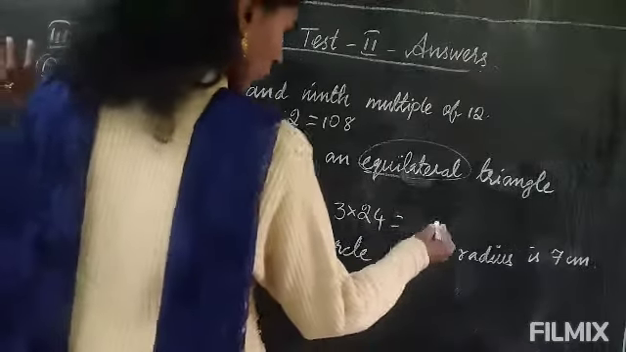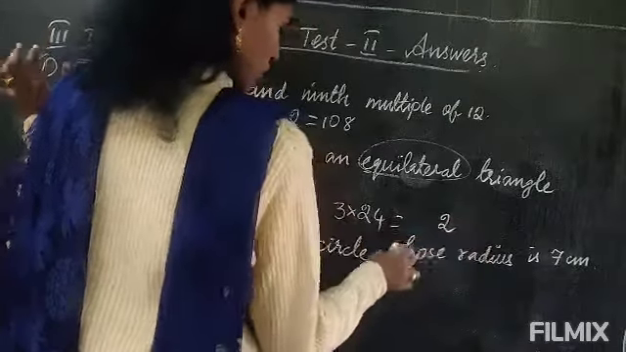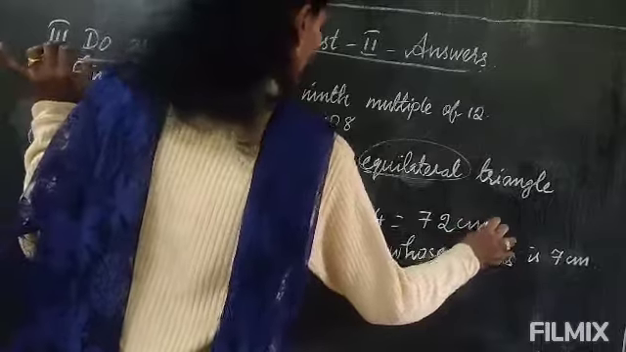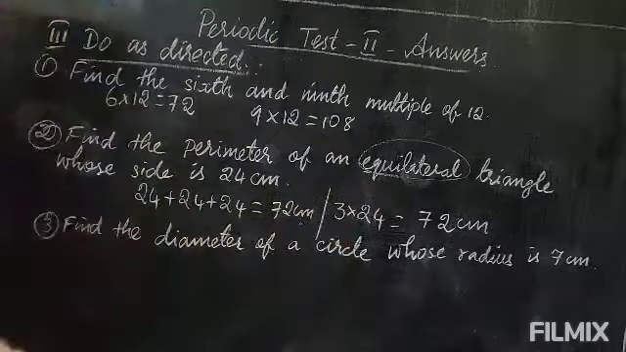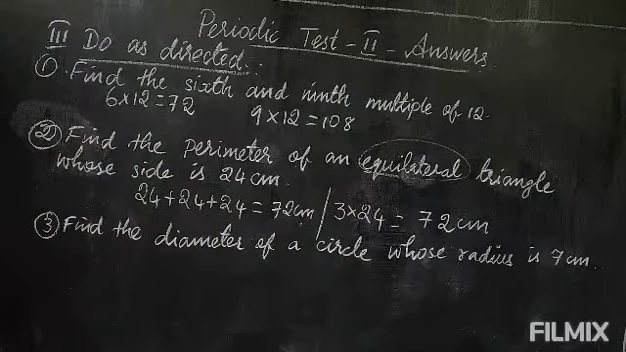So if you multiply, what will you get? 72 centimeters. If you add here also, you will get 72 centimeters. So both ways you can do, both ways it is a correct answer.